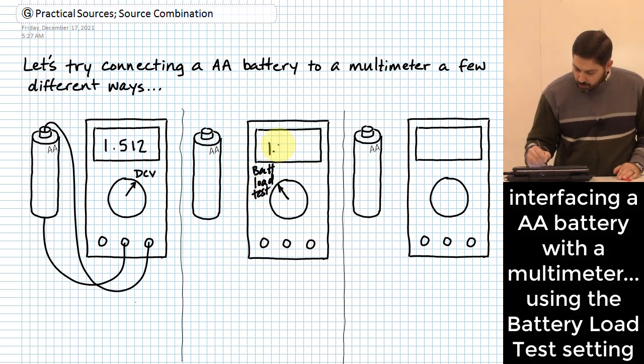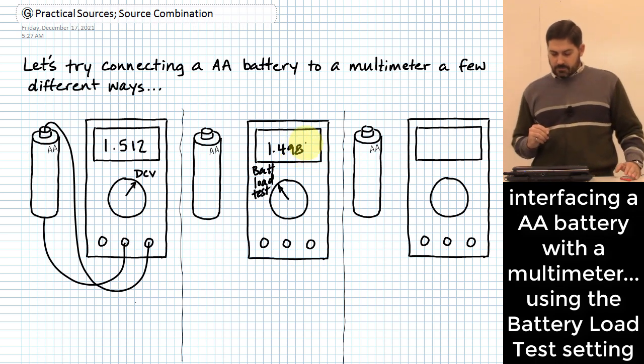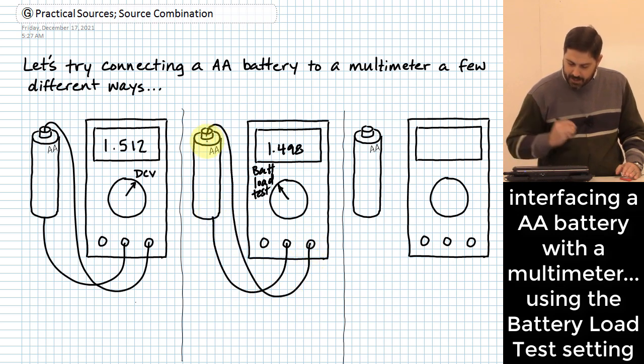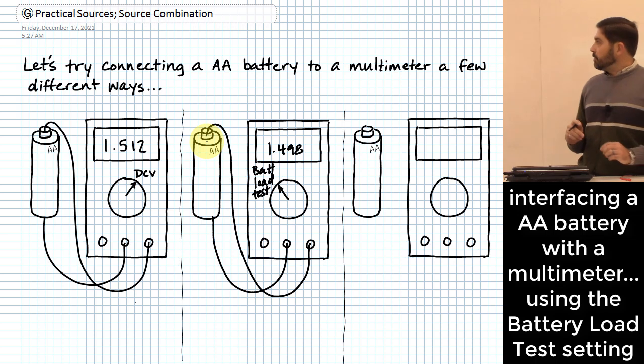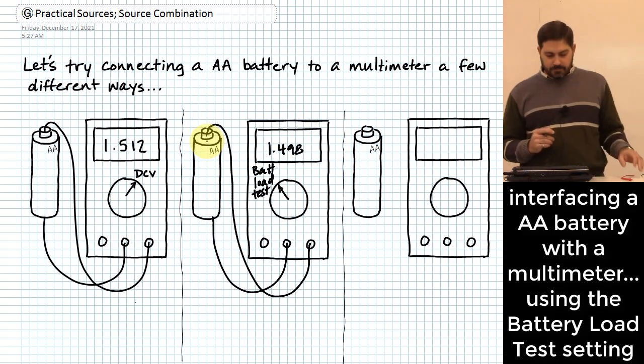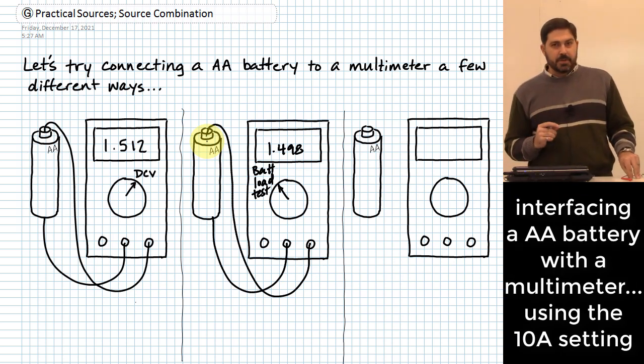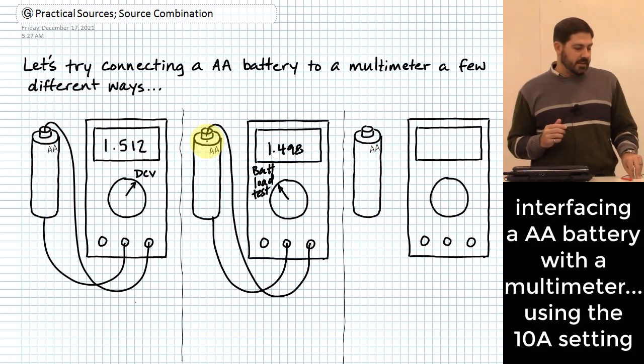And we got 1.498. Okay, hooked it up the same way, right? We still had the negative to the negative of the battery. We still had the positive to the positive of the battery. But we had the same kind of hookup, and yet the voltage that it reads there is a little bit different. Okay?